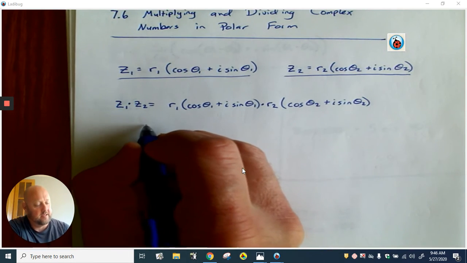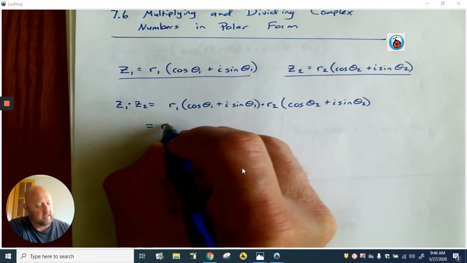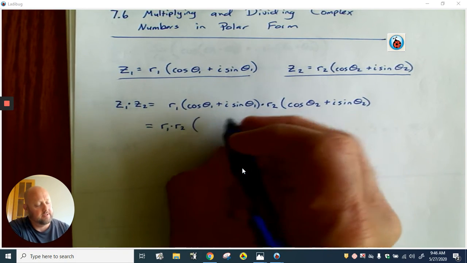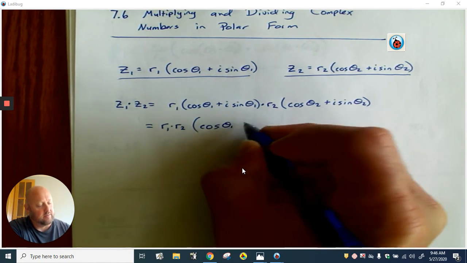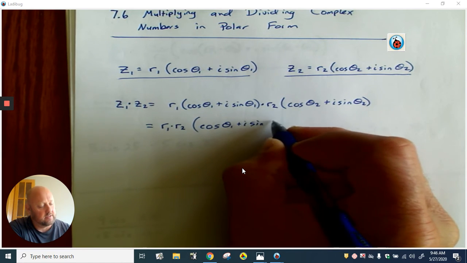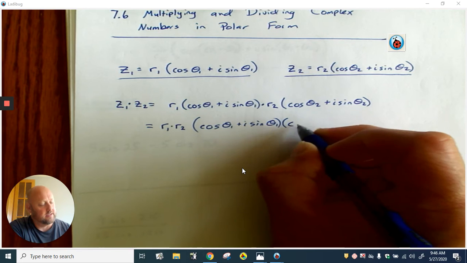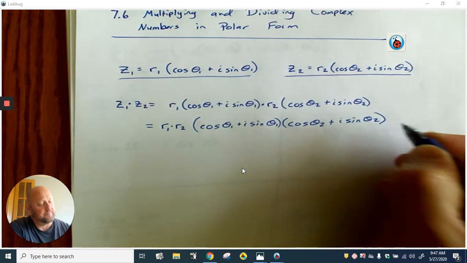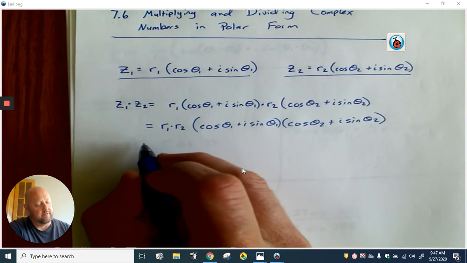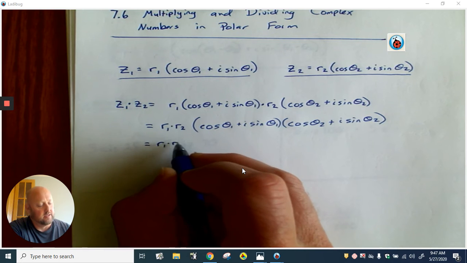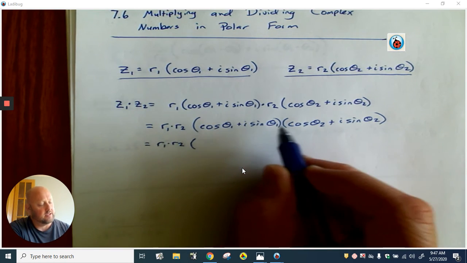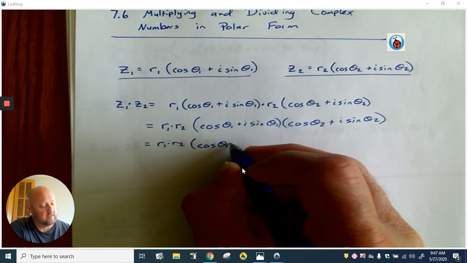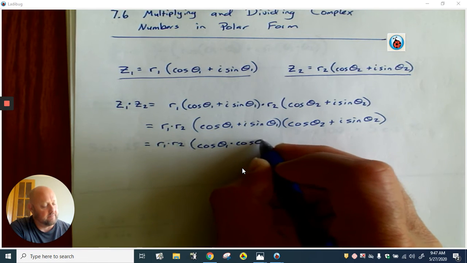When we do that, well, commutative property, basically we'll make it a little easier. We'll bring those r's together. We're just going to multiply those two r's together. But then we still end up with cosine of theta 1 plus i sine of theta 1 times cosine of theta 2 plus i sine of theta 2. Well, we're going to end up having to FOIL that out. So when we FOIL that out, we go cosine of the first theta times cosine of the second theta. So we got exactly that, cosine of theta 1 times cosine of theta 2.